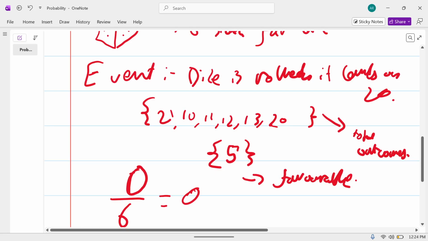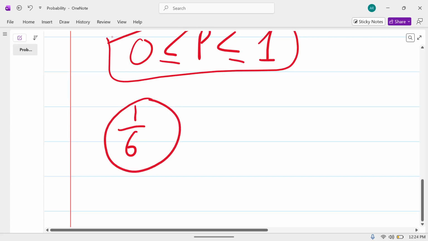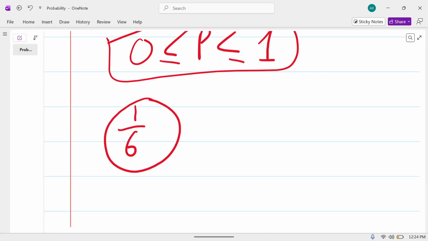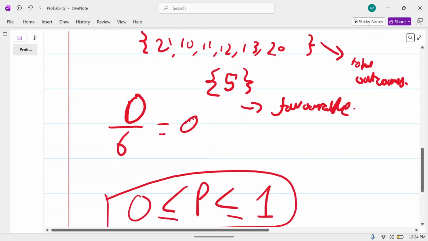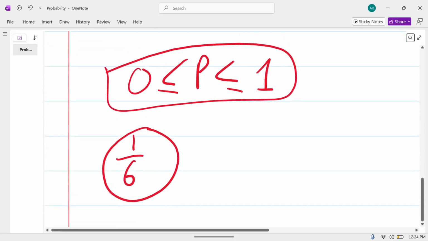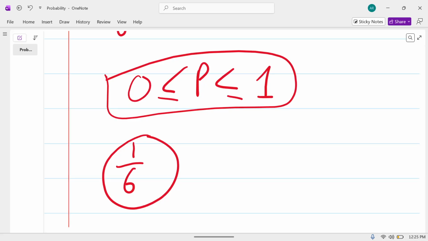If there were, let's say, two 20s, you would write 2 here. Why? Because there are two favorable outcomes now. But right now we only have one, right? So this 1 over 6 is the probability of the dice landing on 20, right? What if the examiner in the next part of the question asks you, what would be the probability that the dice would not land on a 20, let's say, right?